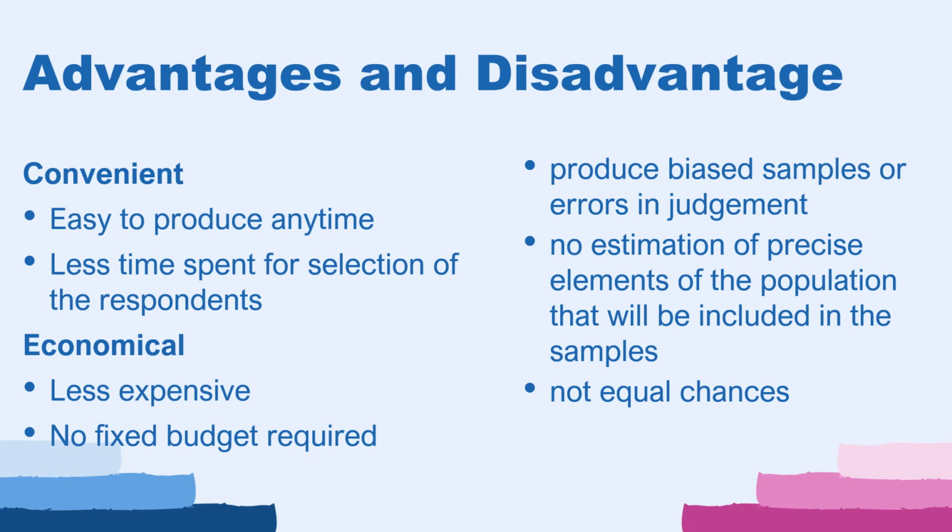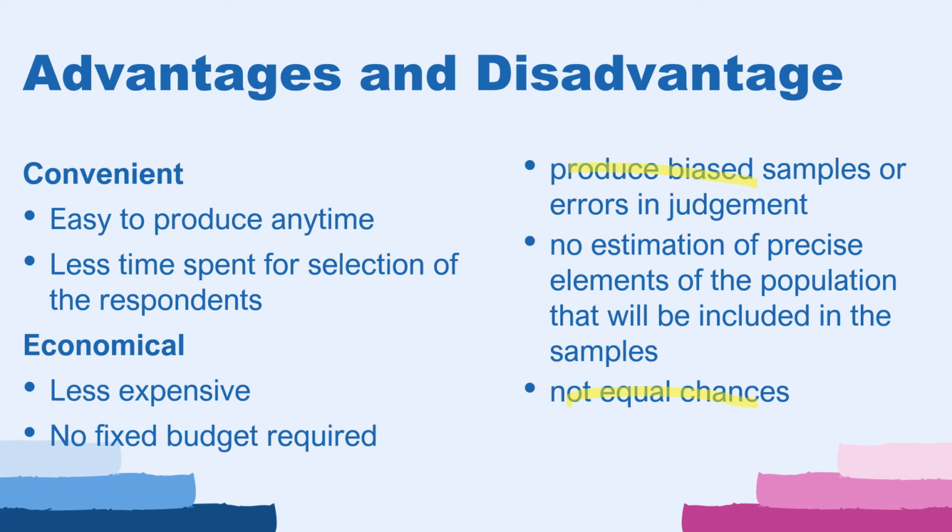However, the disadvantage is that it will be biased. Imagine me standing there at the grandstand and just distributing the questionnaire. I will not be able to get representation from other parts of the population, but only those who are passing by the grandstand, which is not actually an ideal situation. Next, there is no estimation of precise elements of the population that will be included in the sample, and there are no equal chances given to everybody.